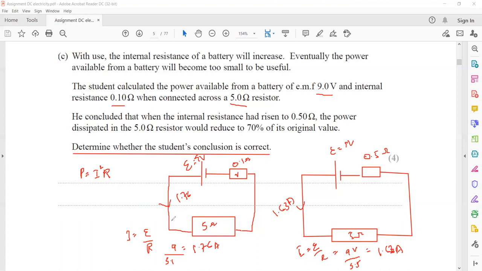Now, we find the power here, P is equal to I squared R. So the power of circuit 1: 1.76 squared multiplied by the resistance, that is 5. So 1.76 squared multiplied by 5 will give us 15.548, so 15.5 watts.